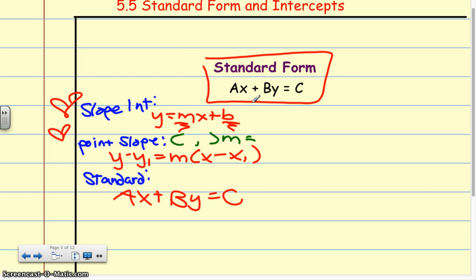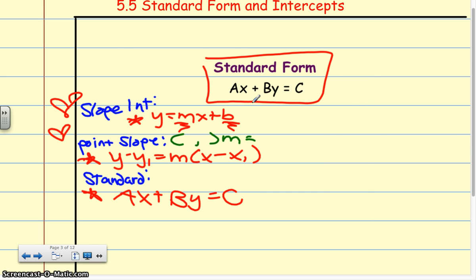So we know slope-intercept, y equals mx plus b. We're going to be using it a lot. We know point-slope. We've been working with that the last couple of days. Y minus y1 is equal to m times x minus x1. And now we're going to be working with standard form.